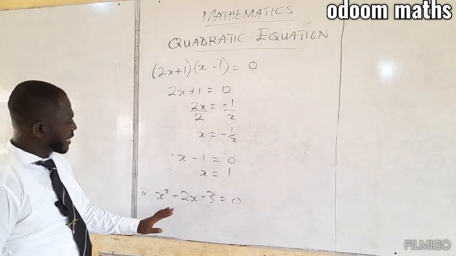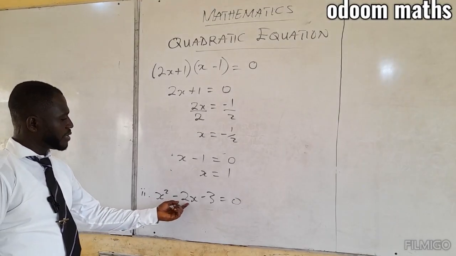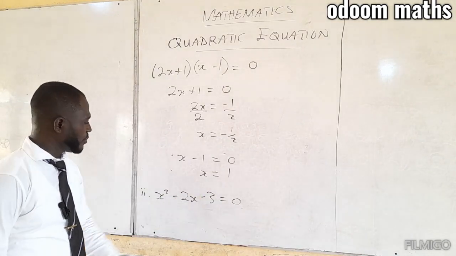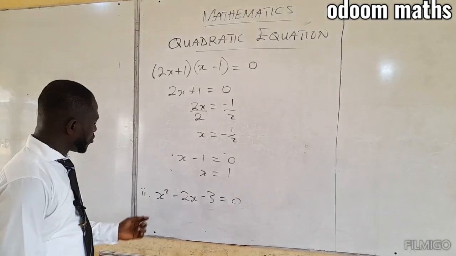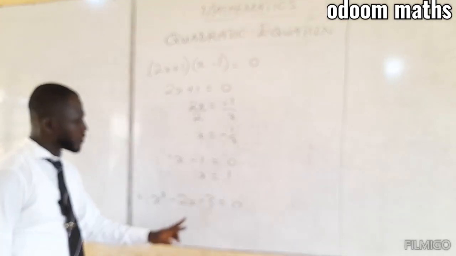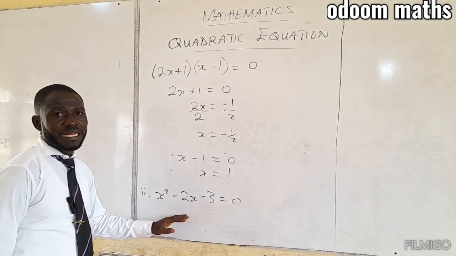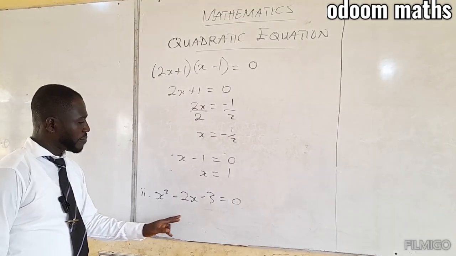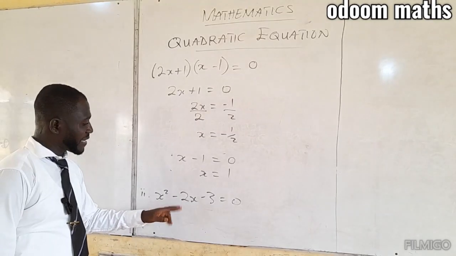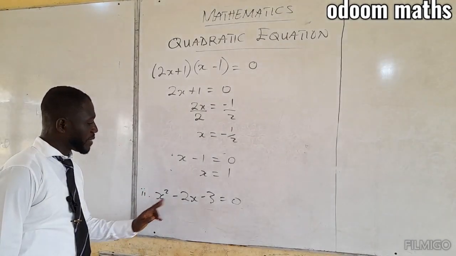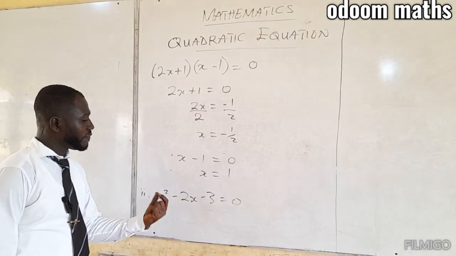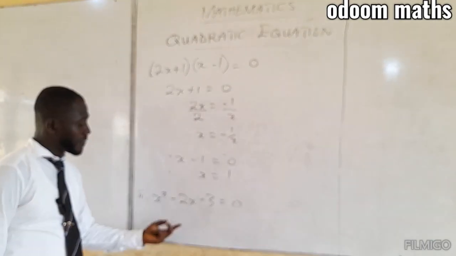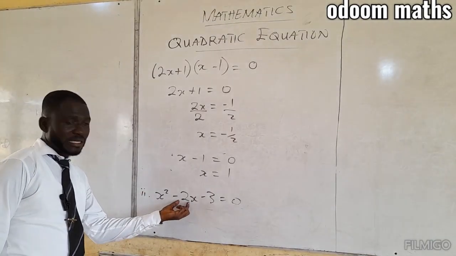Now let's look at the second example, that is x squared minus 2x minus 3 equals 0. Like I said earlier, you take the coefficients of x squared and that of the constant and multiply them, and from the product, you look for the factors of whatever you got from multiplying these two numbers. Then from the factors you find two numbers that will fit this side.